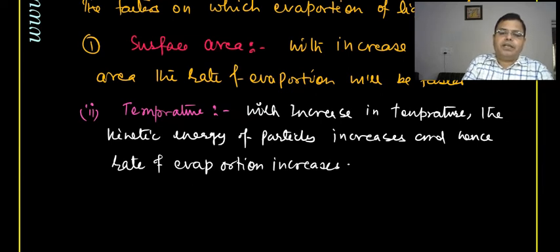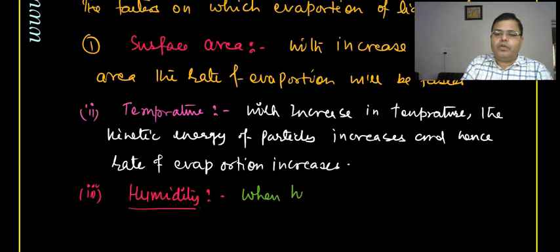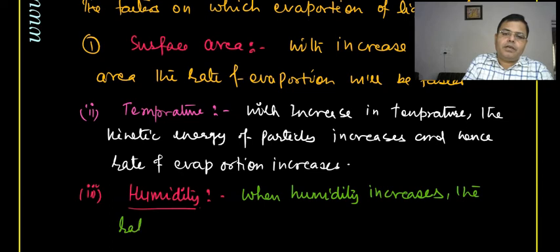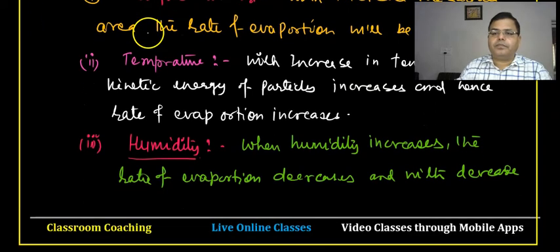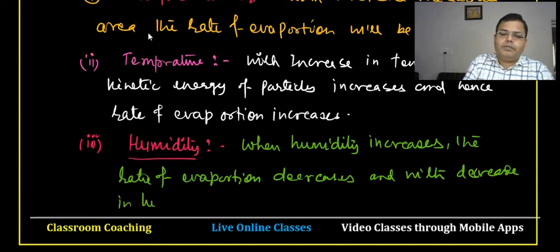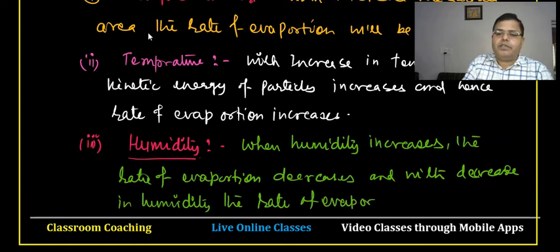The third point is humidity. When humidity increases, the rate of evaporation decreases. And with a decrease in humidity, the rate of evaporation increases.